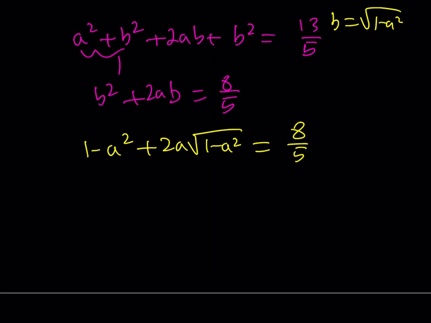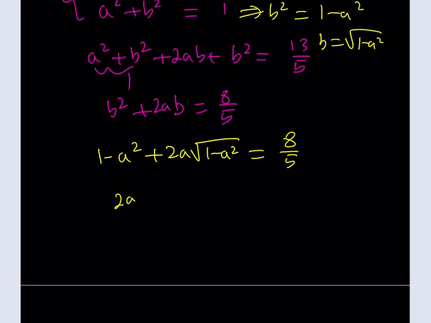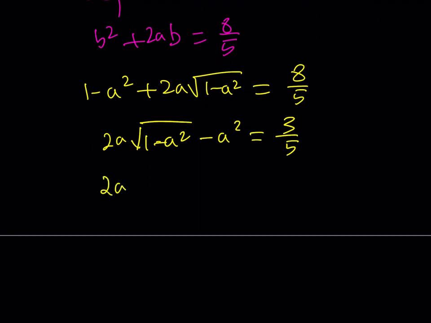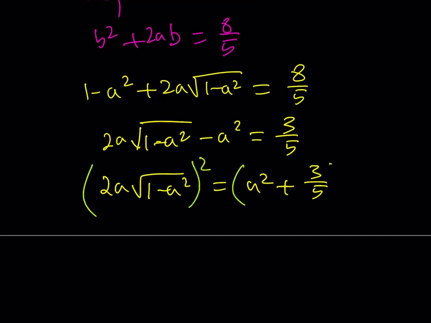If I subtract 1 from both sides, 8 over 5 minus 5 over 5 is going to be 3 over 5. And now what I'd like to do is isolate the radical here and square both sides. That's what I'd like to do next. If I do that, I'll get something nicer. Let's see how that goes.